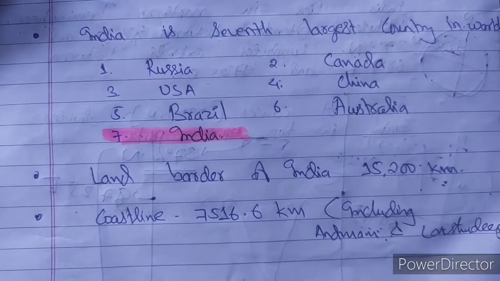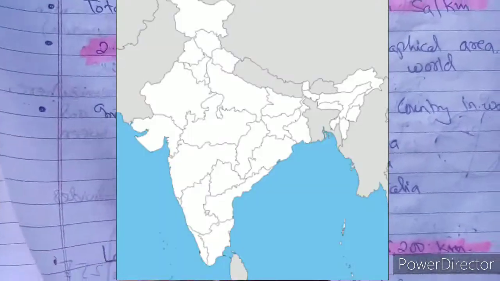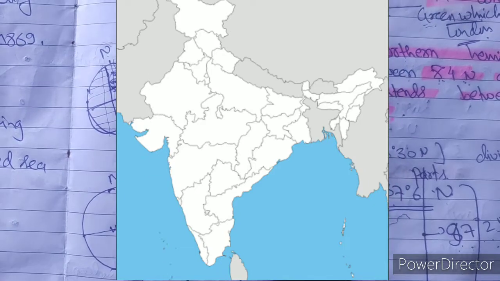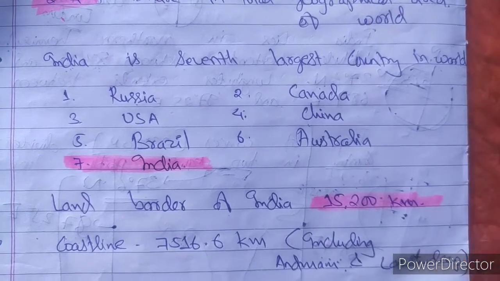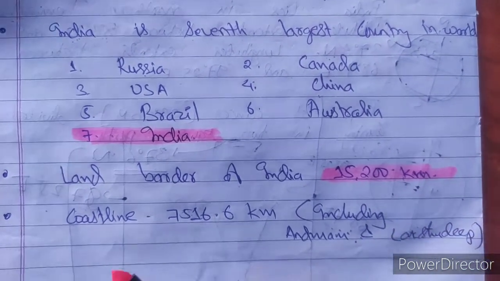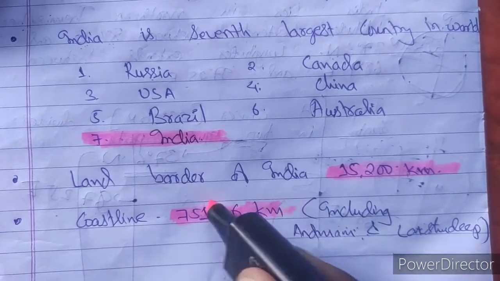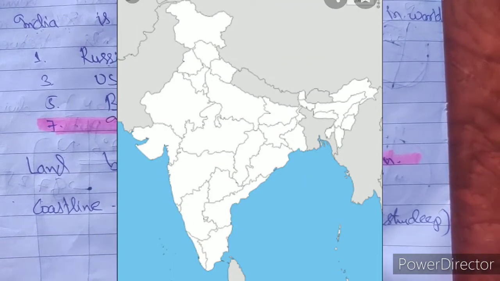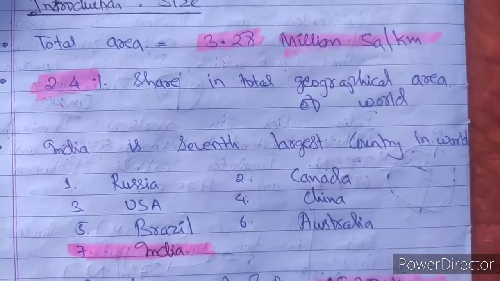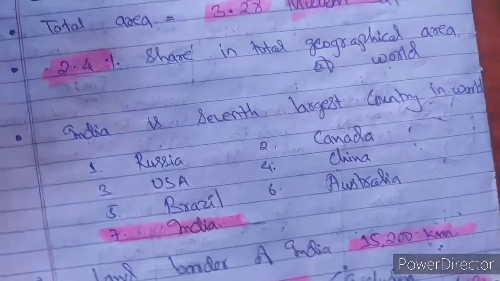The land border of India is 15,200 kilometers. If you check the map, you will find India's land border at 15,200 kilometers. Then the coastline of India is 7,516.6 kilometers, and it includes the coastline of Andaman and Lakshadweep also. So I hope the land border and coastline are clear to you. These are some facts regarding the size of India.